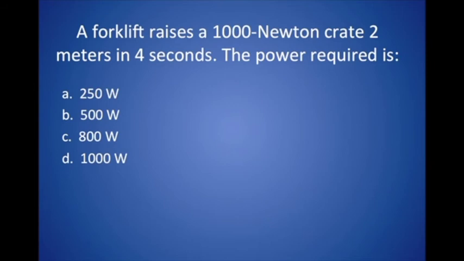And for the same forklift, lifting in 4 seconds. So power is the work divided by the time. So 2,000 joules divided by 4 seconds would be 500 watts.